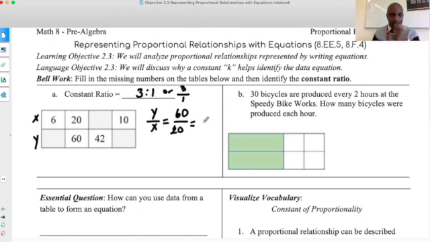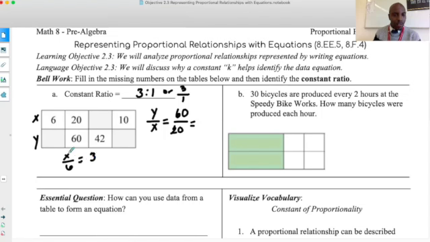What is this telling us? This is telling us that the y is increasing by 3 as the x is increasing by 1. We're going to use this information to find the missing numbers. So I'm going to start off by identifying this one here and saying, okay, x over 6. I'm just using x as the variable for this unknown. This has to equal 3.